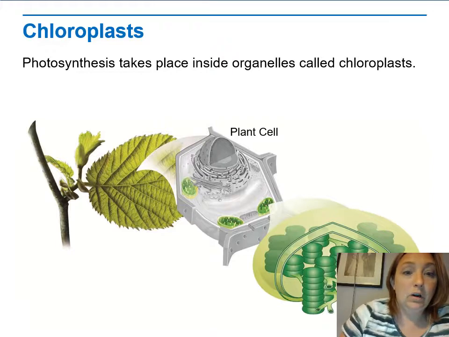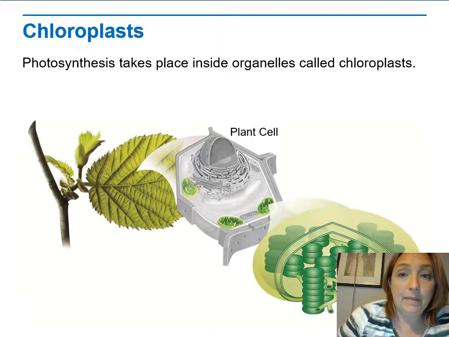Now, chloroplasts are present inside the cells of the leaf. What's so special about chlorophyll that makes it important for photosynthesis? Well, chlorophyll is a pigment that absorbs the energy from the sun.